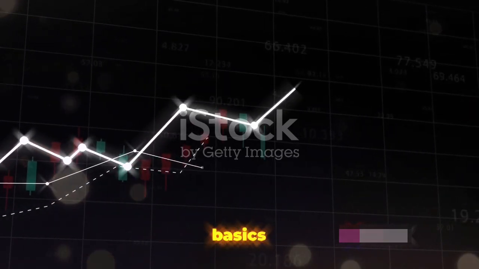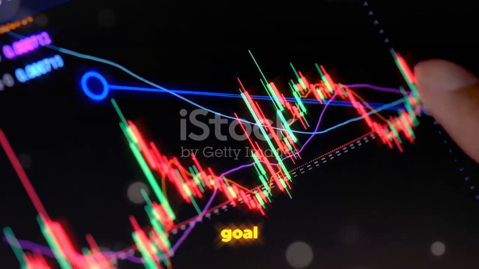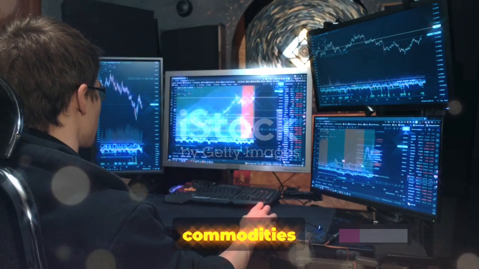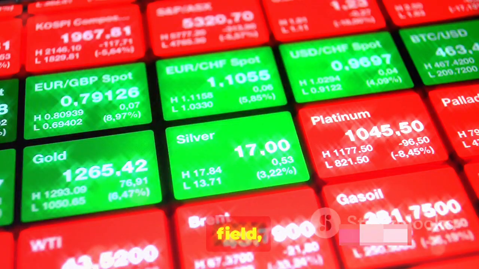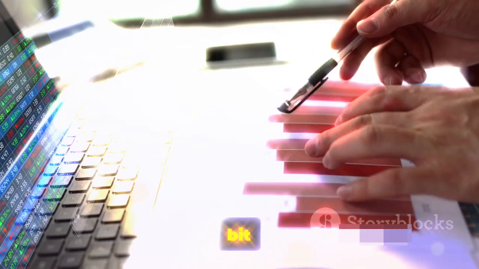Let's unravel the basics together. Trading, in essence, is buying and selling assets with the goal of turning a profit. These assets can be an array of things, from stocks and commodities to currencies and other financial instruments. It's a dynamic field, constantly evolving and full of opportunities. Trading might seem intimidating at first, but with a bit of knowledge and practice, anyone can do it.